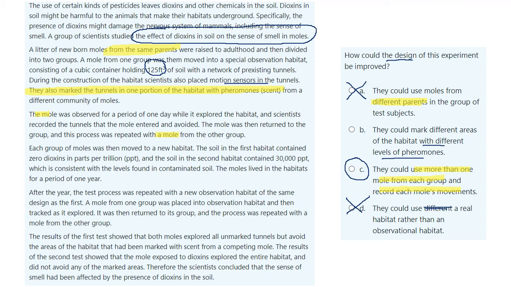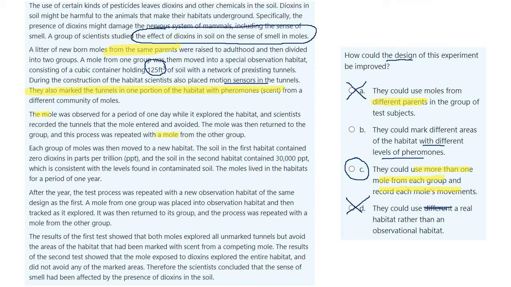The results of the first test showed that both moles explored all unmarked areas, but avoided the areas of the habitat that had been marked with a scent from a competing mole. The results of the second test showed that the mole exposed to dioxins explored the whole area, the entire habitat, and did not avoid any of the marked areas.